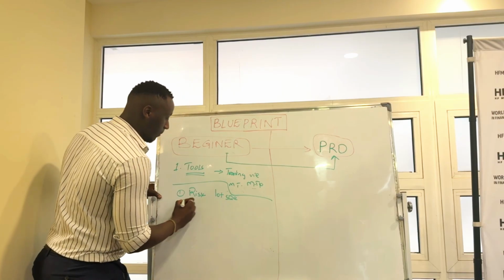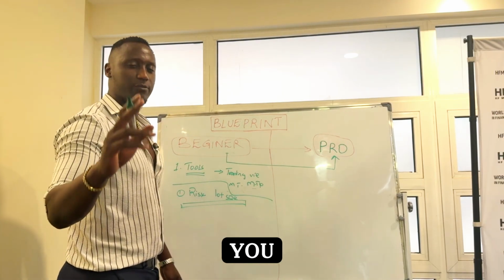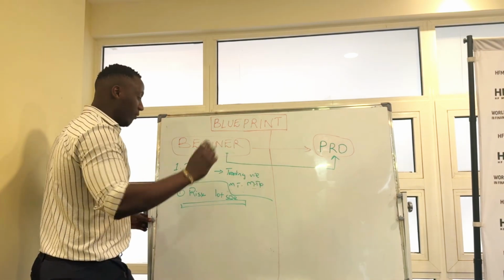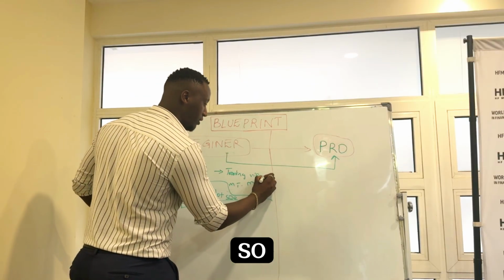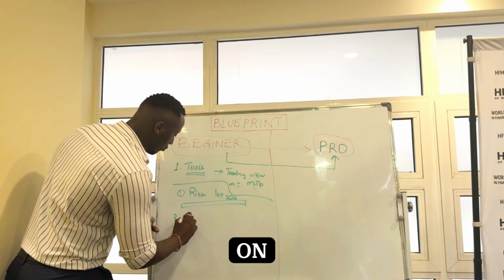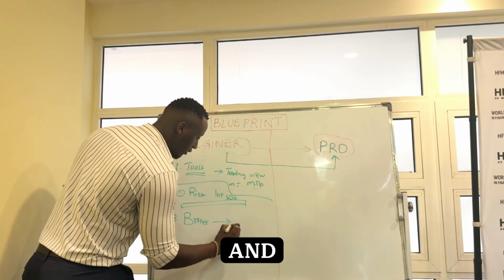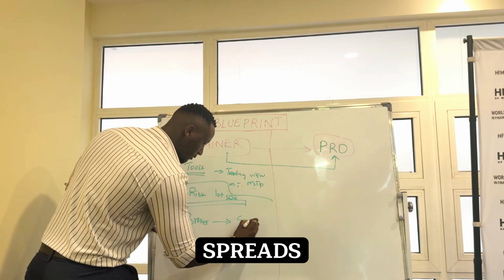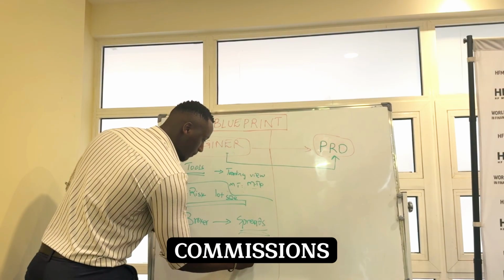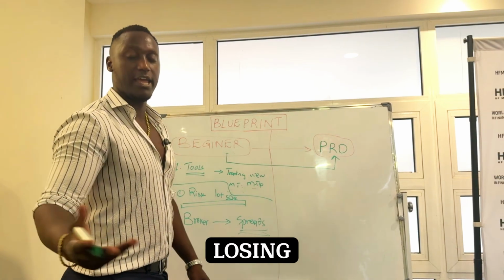That is number 1. So if you know how much you are going to lose every single time you take a trade, this is going to allow you to trade. Number 1 is tools. So you need to understand your TradingView. Number 2, your MT5, MT4. On also tools, you need to understand your broker. And with your broker, you need to understand the spreads and the commissions.